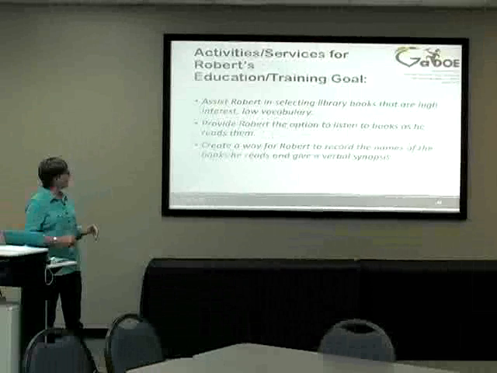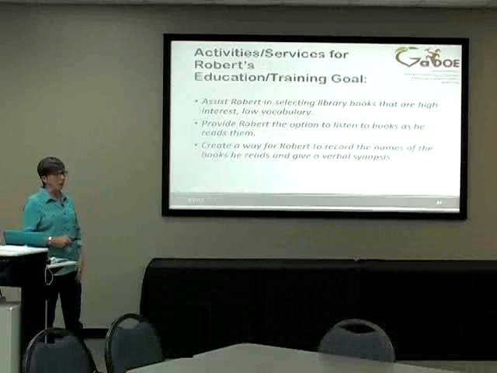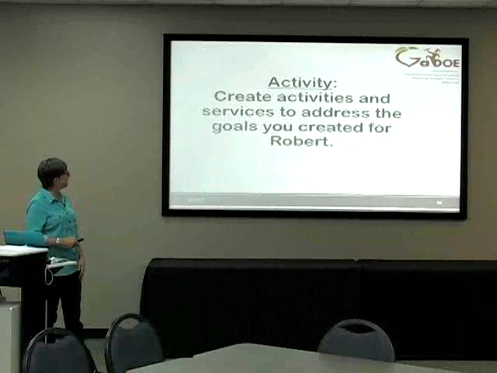And create a way for Robert to record the names of the books he reads to give a verbal synopsis. So maybe at the end of each month you sit down with Robert and you say, okay, do you have it written down, what you read? Tell me about this book. What did you think about this? So there's some feedback. It's not just that he's slapping something on paper, that there's some accountability there. All right, so these are some examples of how you might write activities and services.